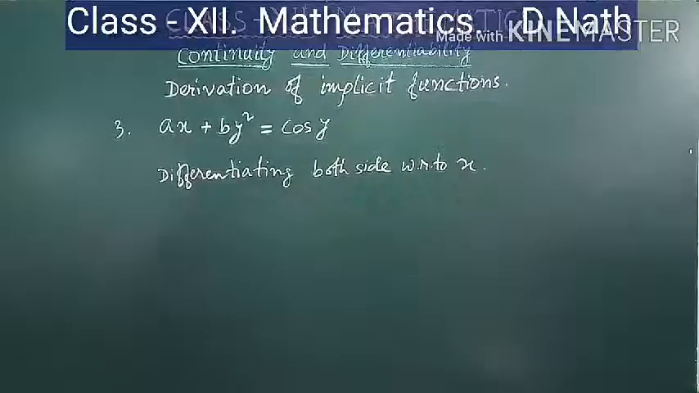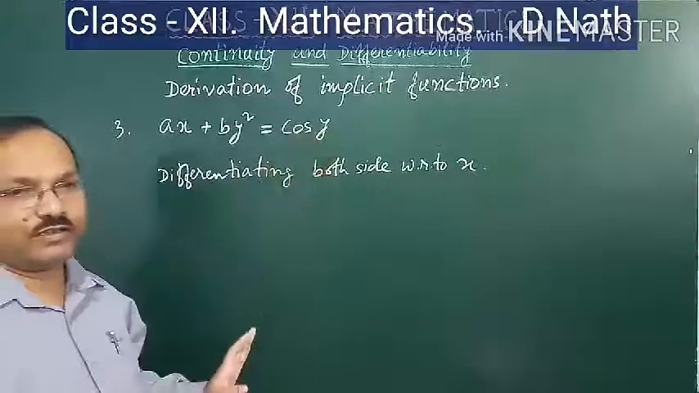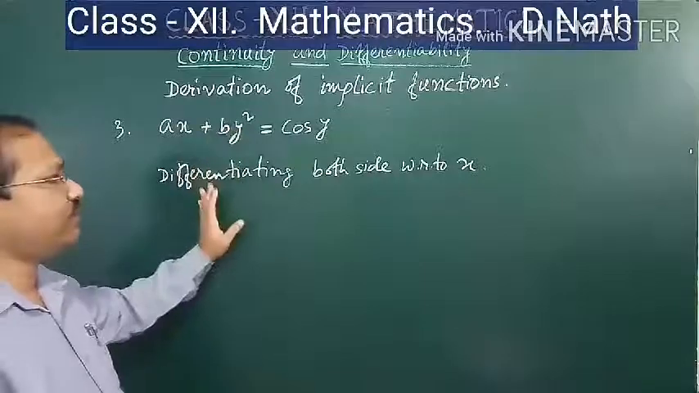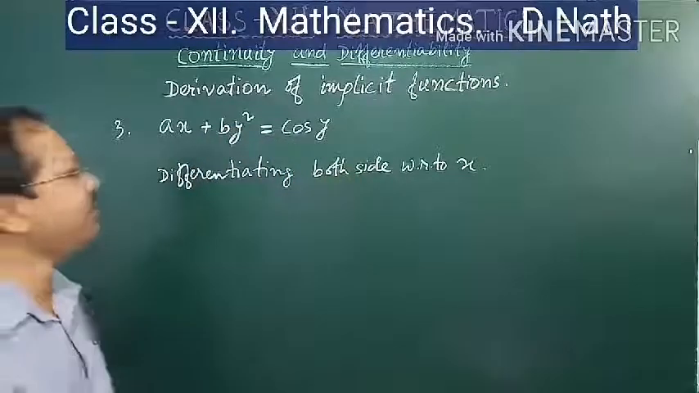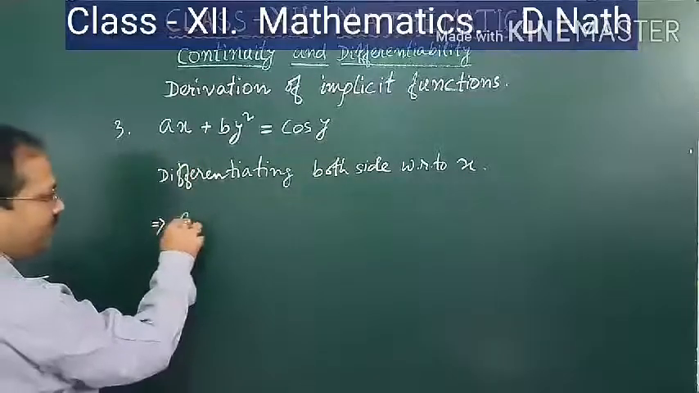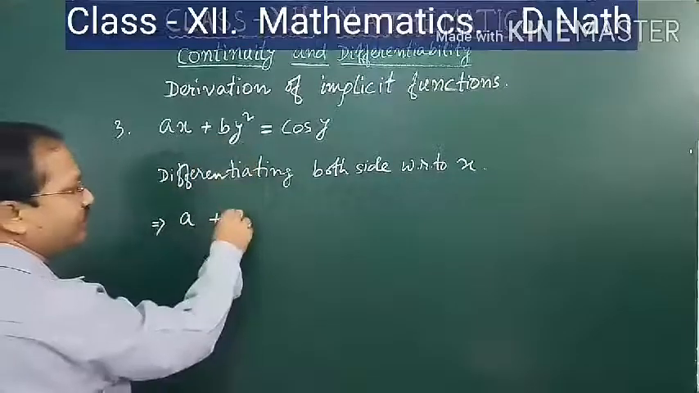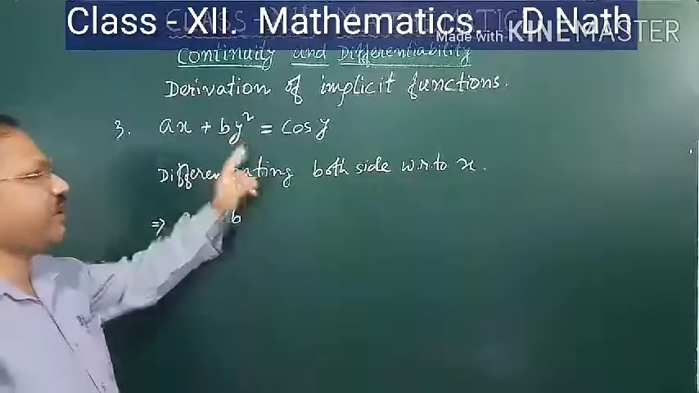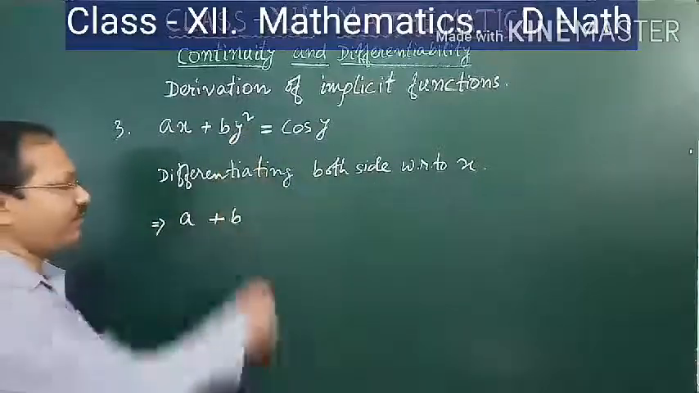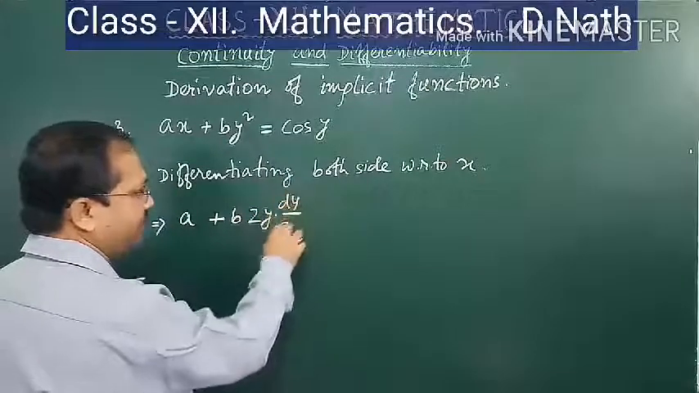So in this question it is asked, (ax plus by square) is equal to cos y. Okay, we have to find dy/dx. Alright, so here also we will do differentiating both sides with respect to x. So this will become a into dx of x plus b into dx of y square. We are doing differentiation with respect to x and here it is y square. So it will be twice y into dy by dx.